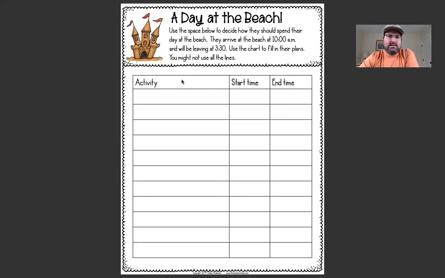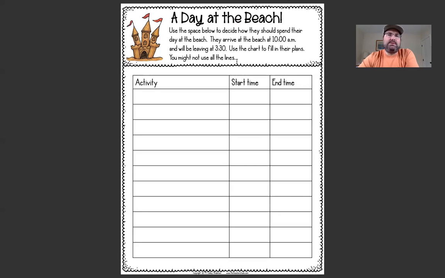You might recognize a worksheet that kind of looks like this. It has activity, start time, and end time. So on this part of our worksheet, we will be planning out the times of all of the different activities. Use the space below to decide how they should spend their day at the beach. They arrive at the beach at 10 a.m. and will be leaving at 3:30 in the afternoon. Use the chart to fill in their plans.